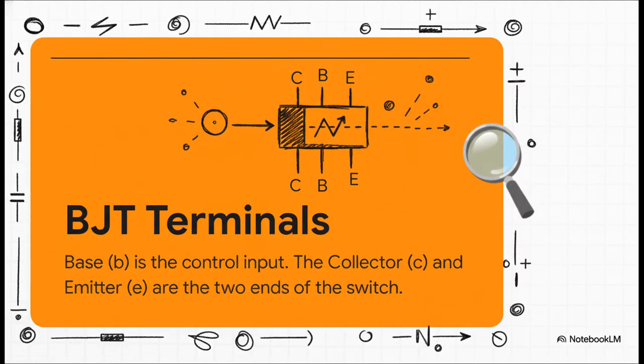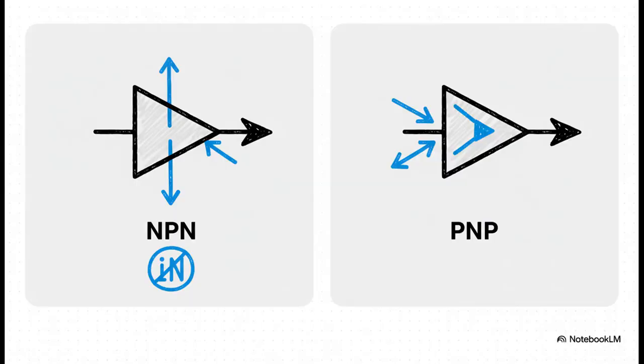So every BJT has 3 pins, or terminals. Just think of the collector and the emitter as the two ends of our switch. Current wants to flow between them. The third pin, the base, well, that's the control knob. The signal you send to the base is what decides if that switch is on or off. Simple as that.